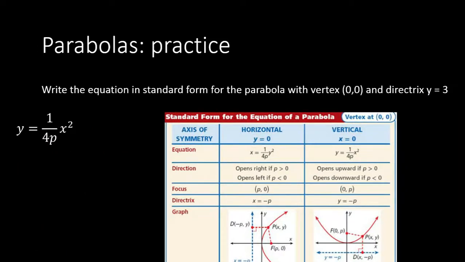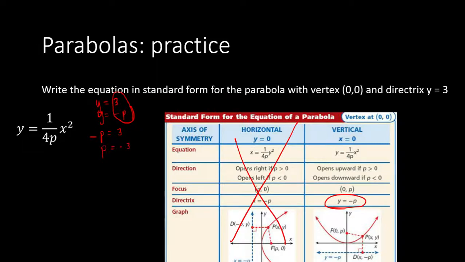Let's do it again. Once again, we've got a vertex at the origin, and directrix y equals 3. The directrix tells us that it must be a vertical parabola. So -p equals 3. Watch your signs here. If y equals -p and y equals 3, then 3 equals -p, which means positive p equals -3.